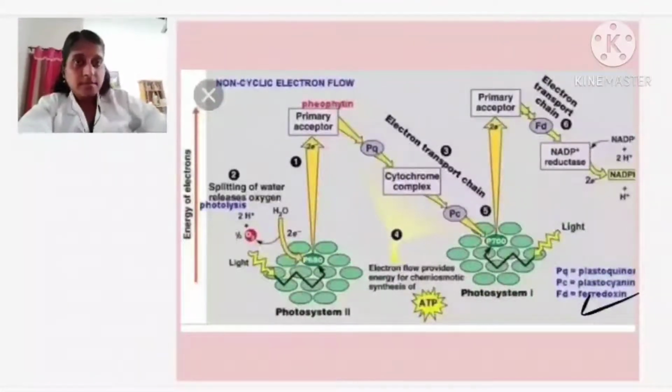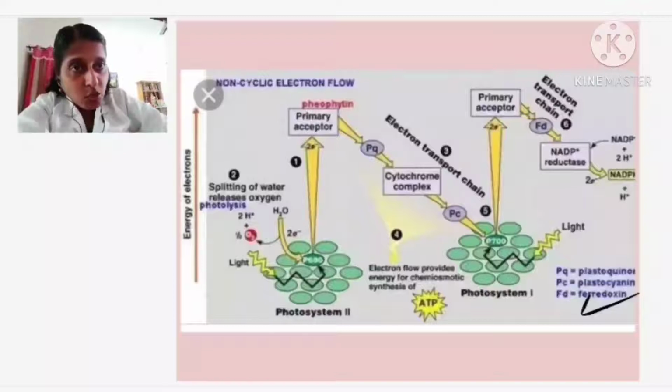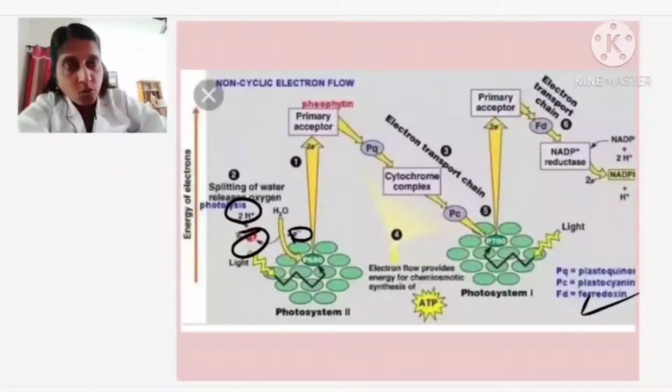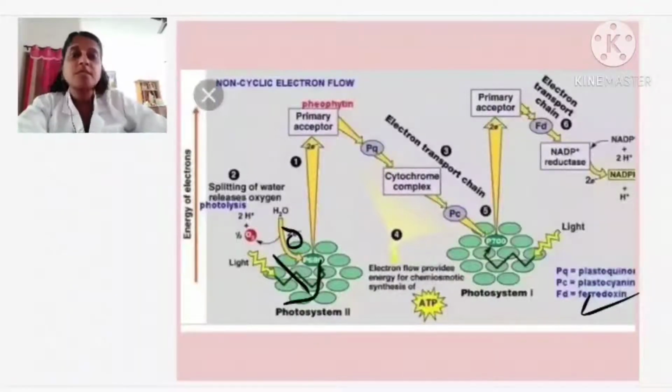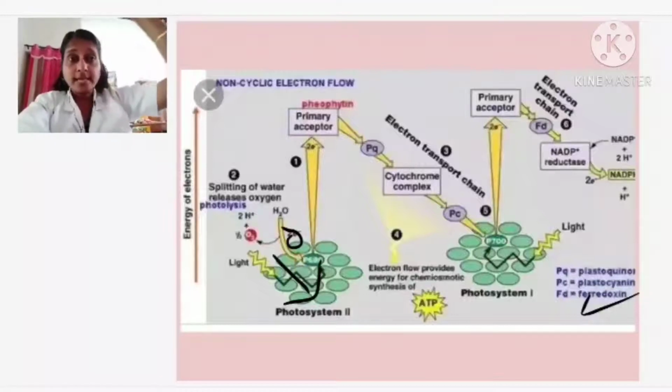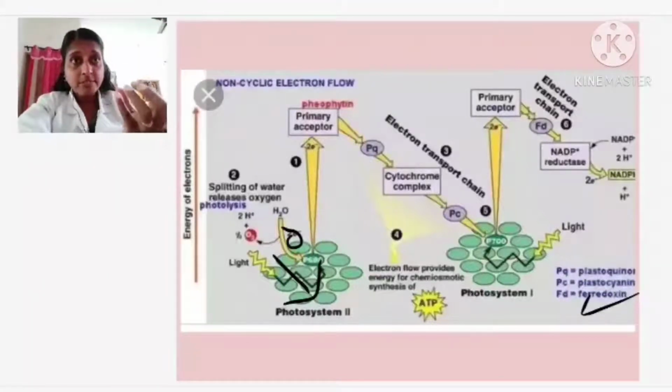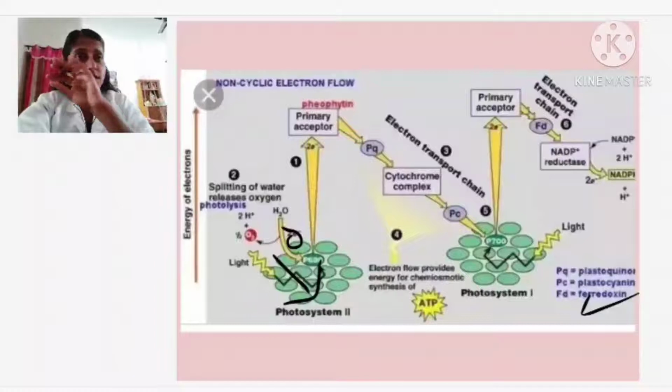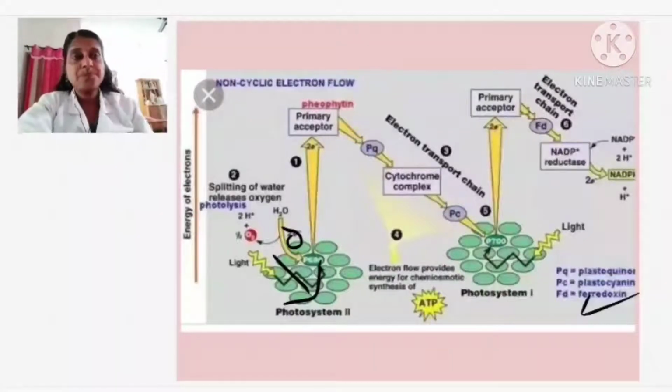These three things are released. One is your electron, second one is your hydrogen, and third one is your oxygen. Now listen, these electrons are taken up by whom? When the water splits, the electrons are taken up by photosystem 2, because there were no electrons there. Electrons got excited, so there was a deficit. So the electron from the water is given to photosystem 2.